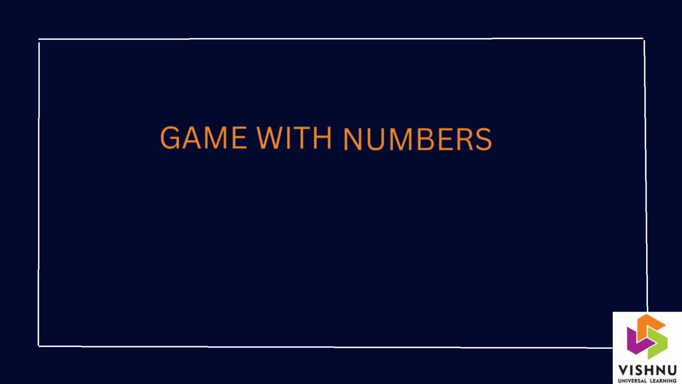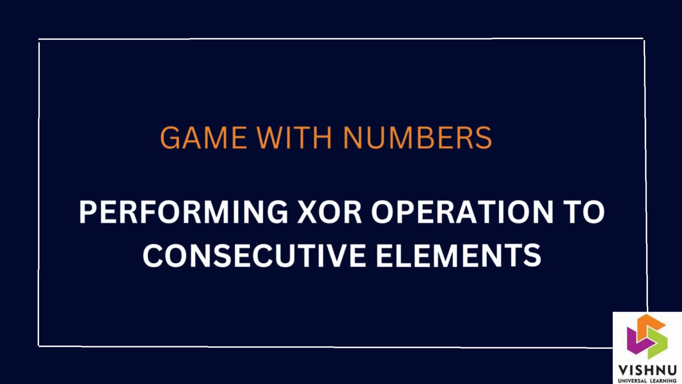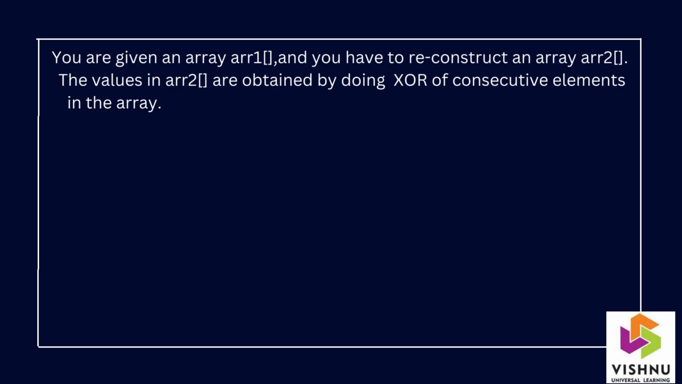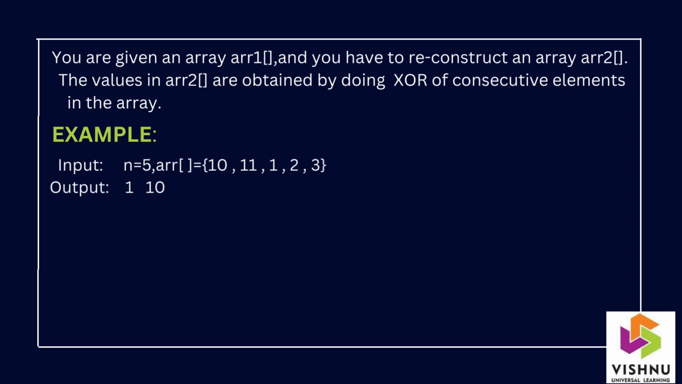In this video, we're going to discuss a C program on performing XOR operation on consecutive elements. You are given an array 1, and you have to reconstruct an array 2. The values in array 2 are obtained by doing XOR of consecutive elements in the array. Let's look at an example. Let's take input of 5 integers, say 10, 11, 1, 2 and 3. Then our output would be 1, 10, 3, 1 and 3.